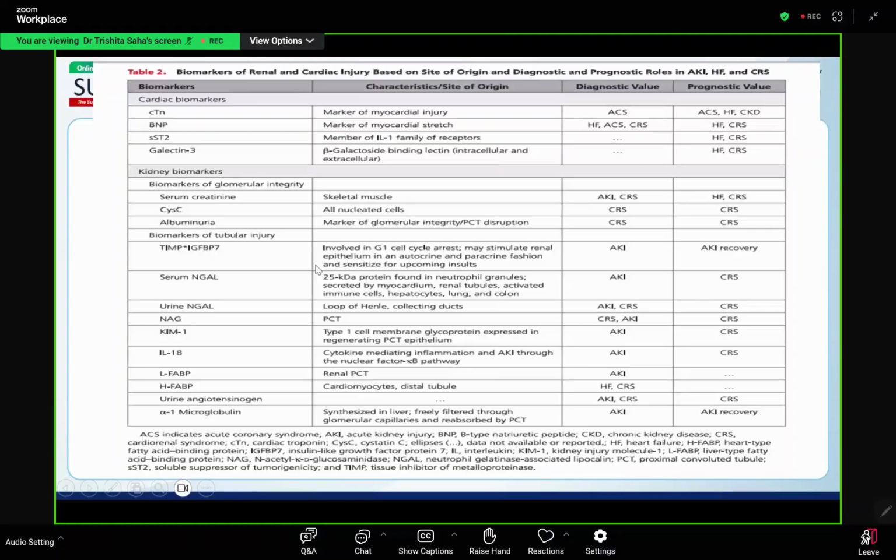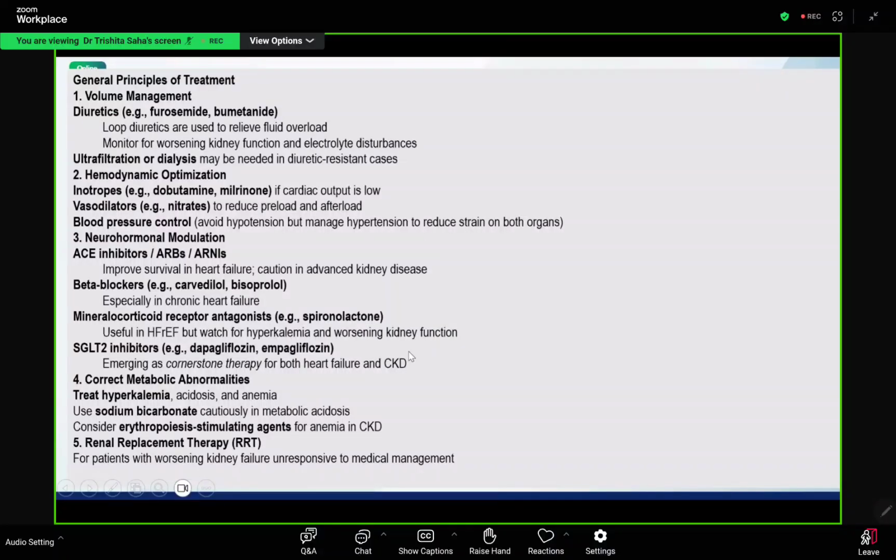Write about, you have already studied about this, NephroCheck, serum NGAL, urine NGAL. All the important parts you write, whichever you can remember. I have discussed this in detail in the other part.